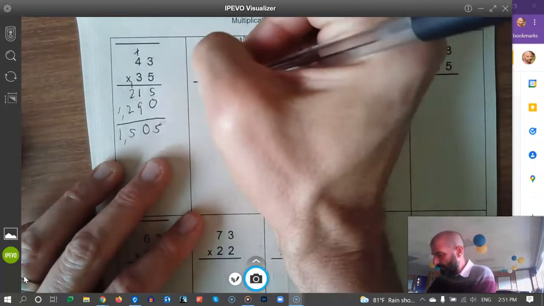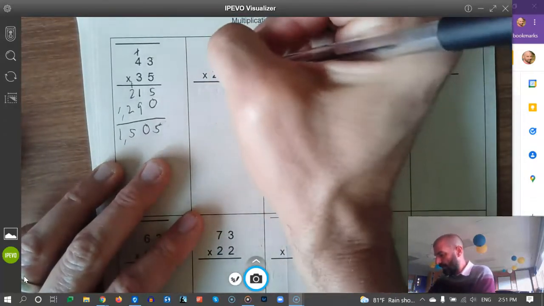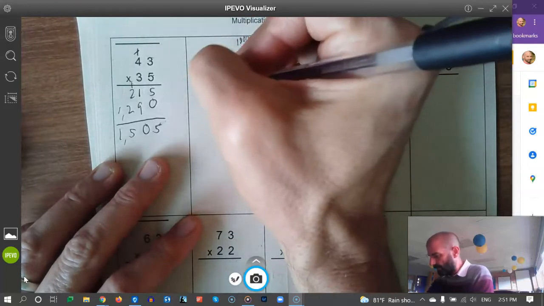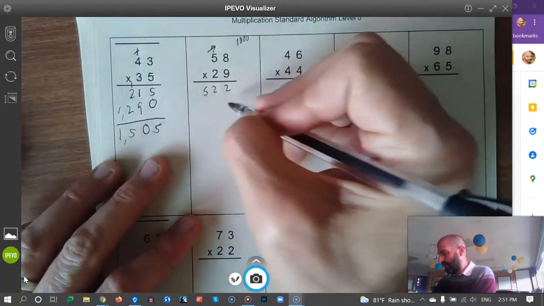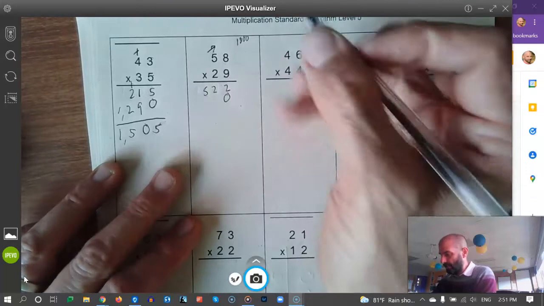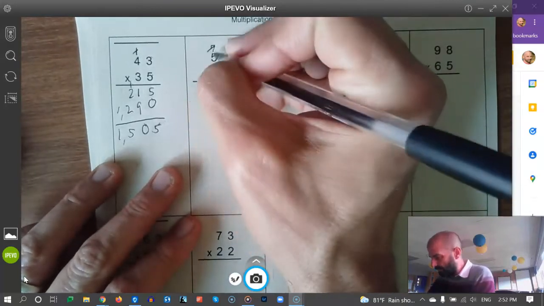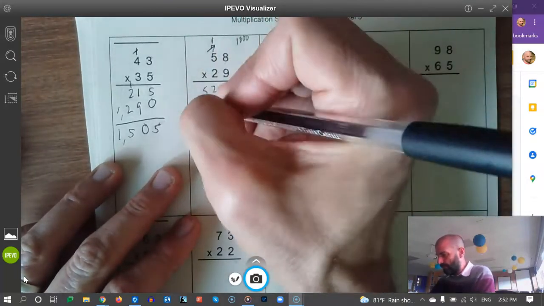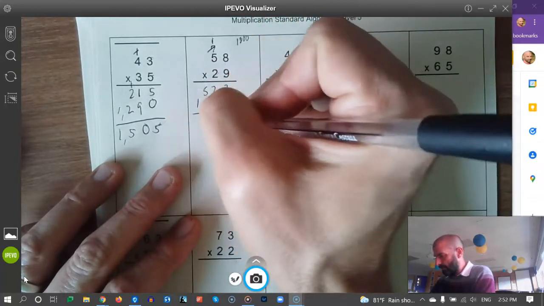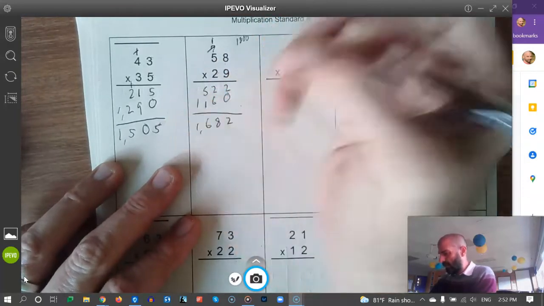9 times 8 is 72. Carry the 7. 9 times 5 is 45, plus 7 is 52. Cross that out. I'm going to write my 0 here because this is 20, not just 2. 2 times 8 is 16. Carry the 1. 2 times 5 is 10, plus 1 is 11. 2, 8, 6, 1. That's around 1,800.